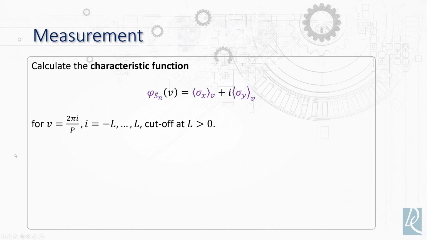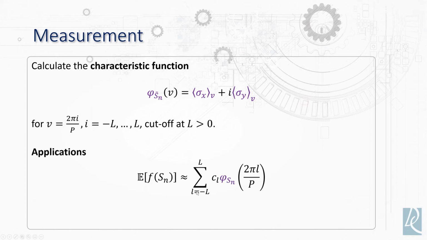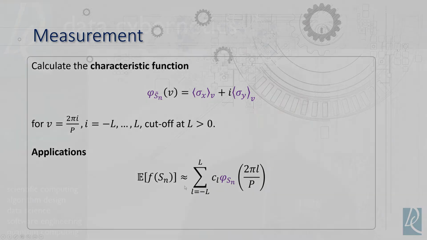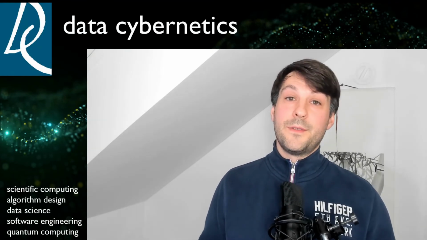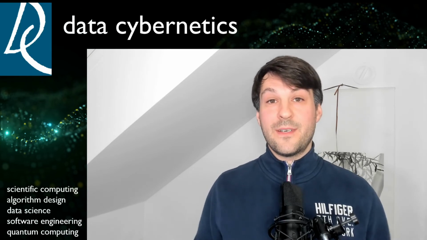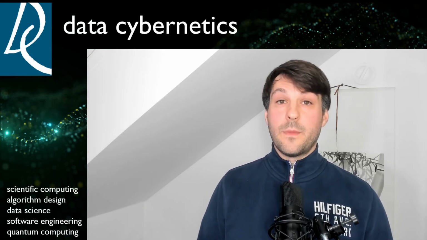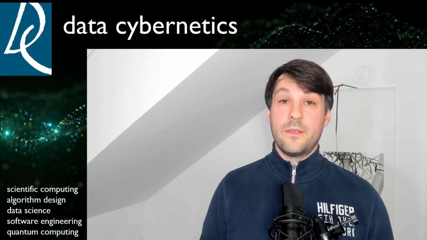We can now choose v's as being part of 2 pi l over p, of some sort of a periodic function that we'll later do, and we have a cutoff. This can have applications. For example, if we have a Fourier series of f, we can cut off at a certain L and can now approximate the expectation value of f of Sn. So what this means is that we have shown that there is a possibility to use a quantum computer to approximate a characteristic function. That's quite interesting from our perspective. We want to work on this a bit more.